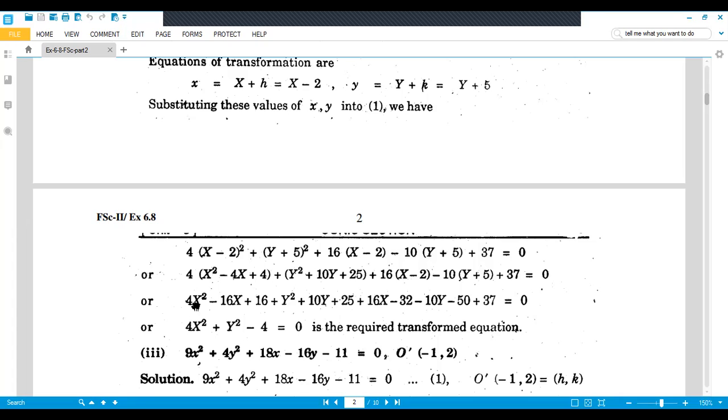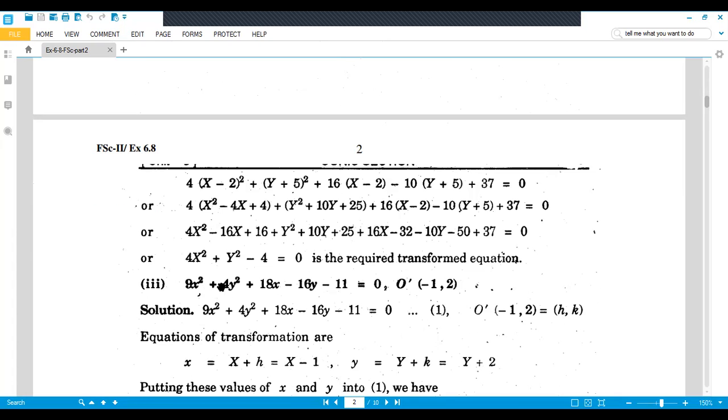Now simplify it. 4X square as it is, Y square as it is, minus 16X cancels with plus 16X, plus 10Y cancels with minus 10Y, and 16 plus 25 plus 37 minus 50 we get minus 4, which is equal to 0, the required transformed equation. So this is the solution. Very easy. In place of x you put capital X plus h, and the values of h and k are already given.